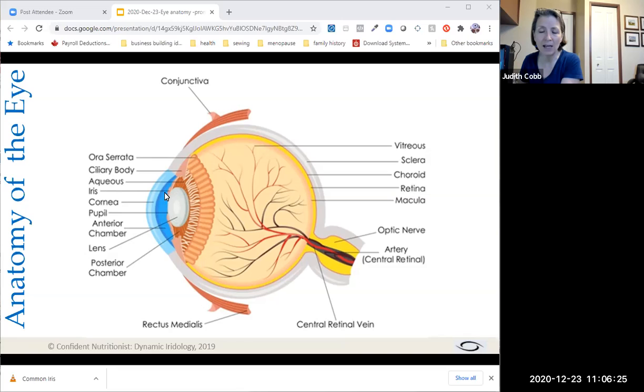When we look at the eye in a cross section like this, we've got two chambers that are filled with fluid. We've got the anterior chamber, and this has aqueous humor.